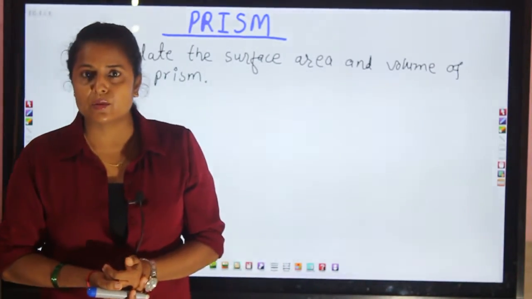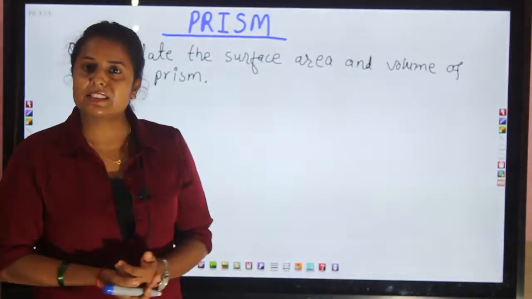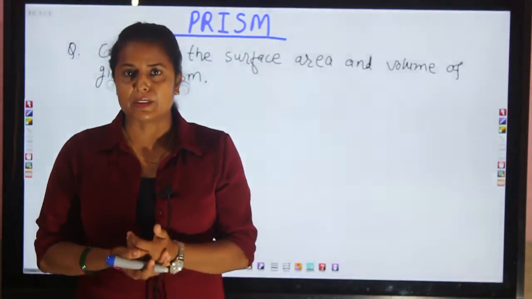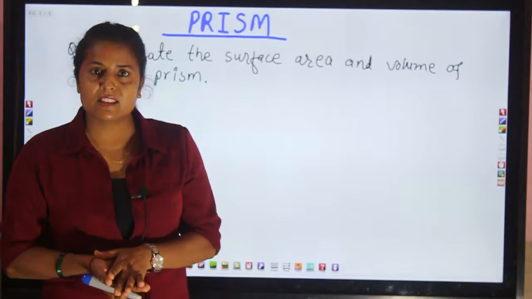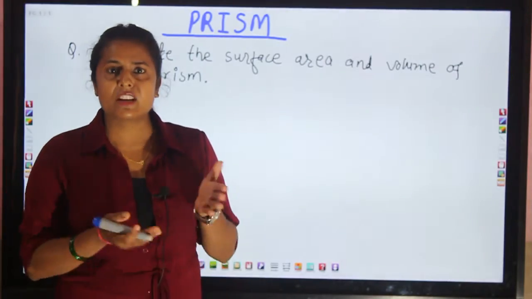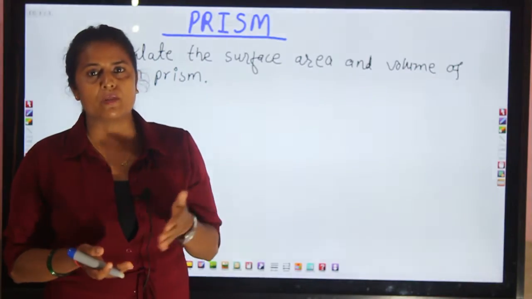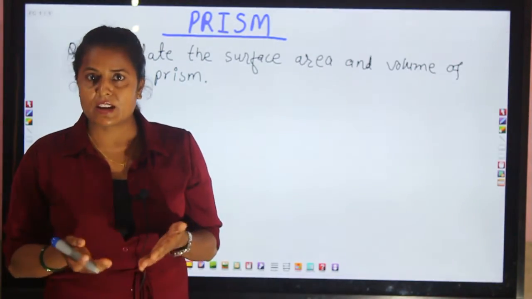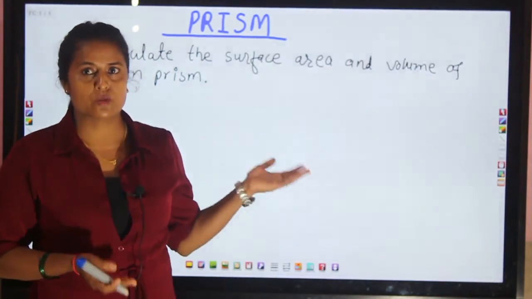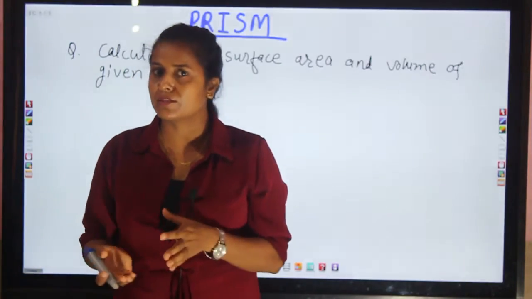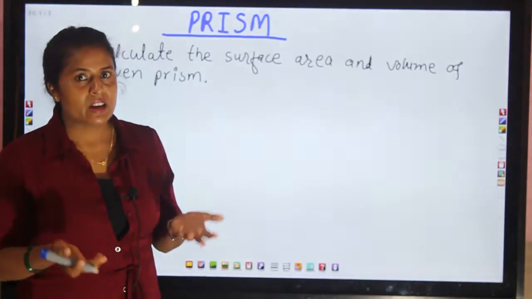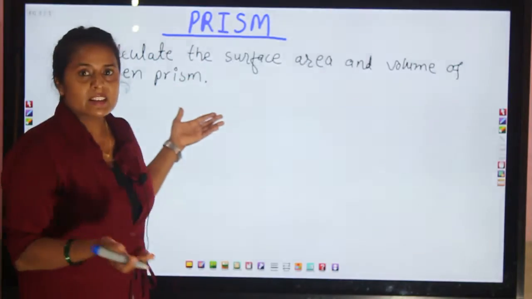Today I am here with the topic of surface area and volume of the prism. In the last session we learned how to derive the formula of the surface area and the volume of the prism. Today we are applying the same formula to calculate the surface area and volume of the given prism. Okay, let's join the class.